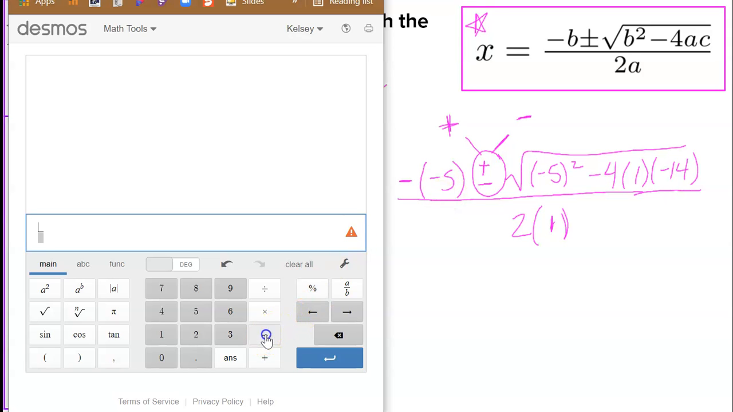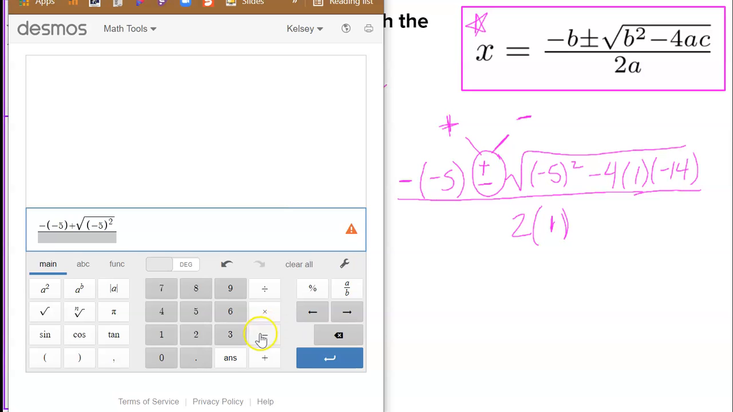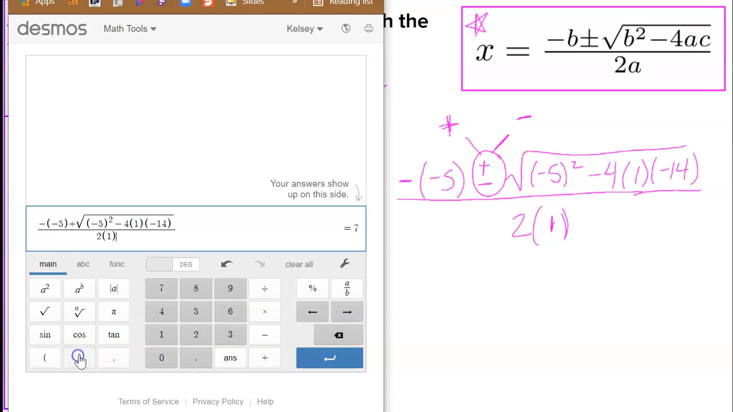So negative, in parentheses, negative 5. I'm going to start with the plus version. And then square root is right here. So square root of, and then in parentheses, we're going to put negative 5, close the parentheses, square it with this a squared button right here, minus 4, and then in parentheses 1, and then in parentheses negative 14. So just make sure you're copying it into the calculator exactly as you wrote it down. And then on the bottom, you will put 2 in parentheses 1, close the parentheses, and then as it says, your answer shows up on the side.